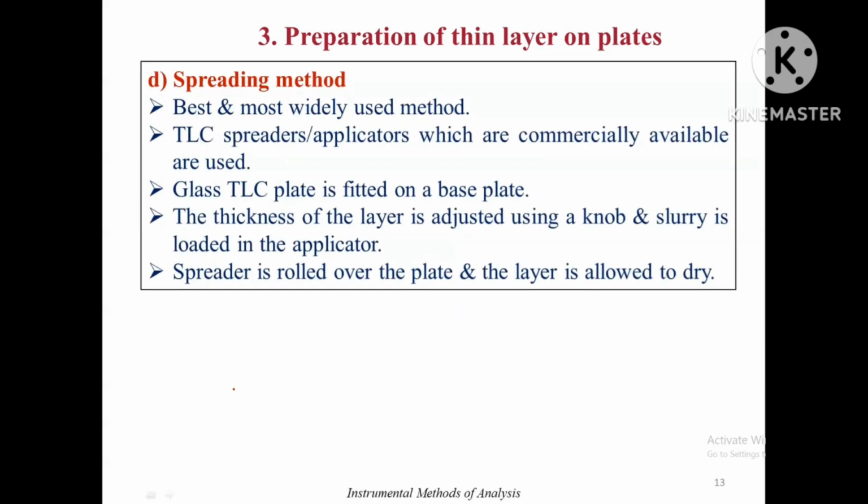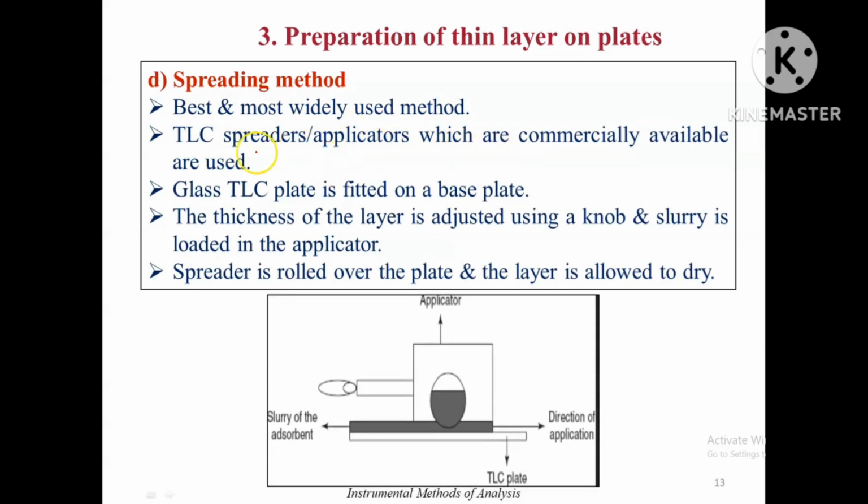The fourth and the best method is known as the spreading method, and it is the most widely used method. In this, TLC spreaders or applicators are used, which are commercially available. So first, the glass TLC plates will be fitted on a base plate. Then the thickness of the layer can be adjusted by using this knob. Then the slurry is loaded into the applicator.